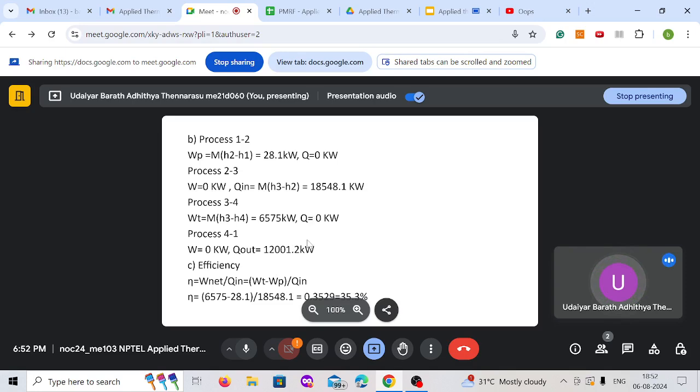So next is to find out the efficiency. So efficiency is nothing but the net work divided by heat added. Net work is turbine work minus the pump work. So substituting the values, we will find out that the efficiency is close to 35.3%.